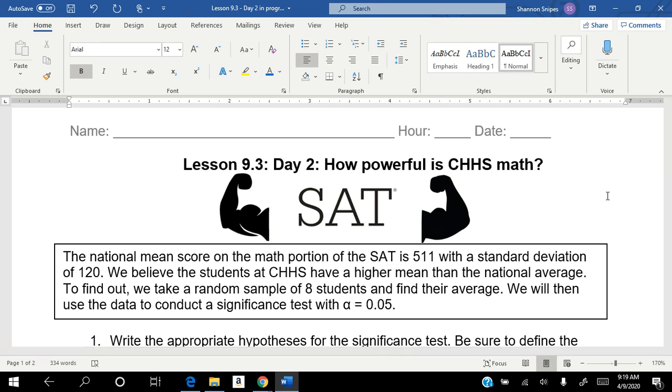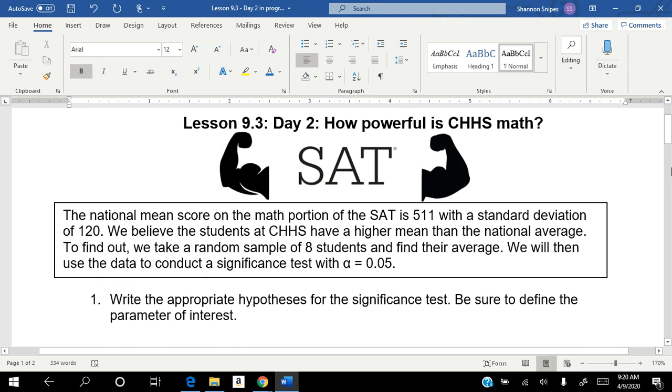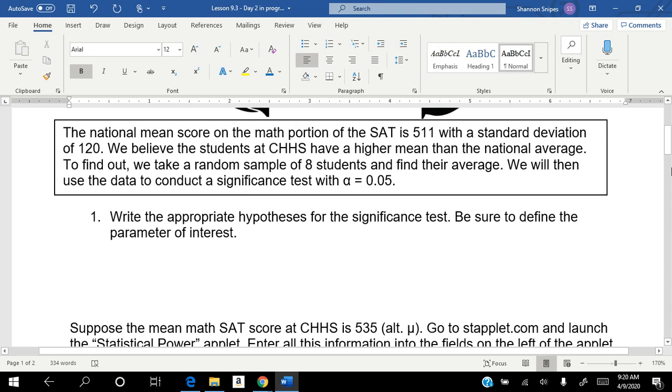How powerful is our math? The national mean score on the math portion of the SAT is 511 with a standard deviation of 120. We believe the students at Corinth have a higher mean than the national average. To find out, we take a random sample of 8 students and find their average. We will then use the data to conduct a significance test with alpha equals 0.05. Let's write the appropriate hypotheses for the significance test. Be sure to define your parameters of interest.